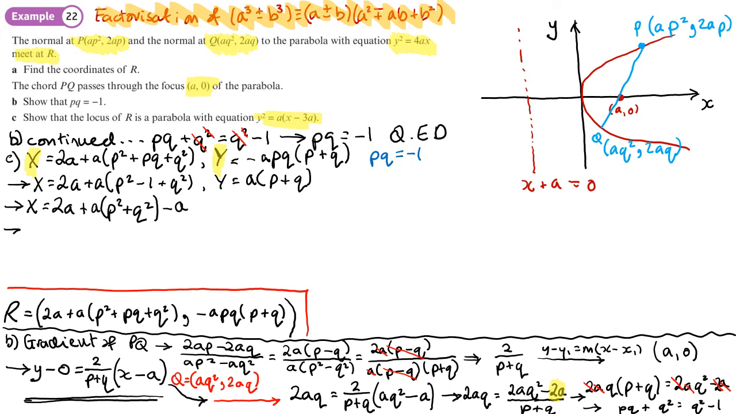So I've got my x coordinate as equal to, so 2a minus a is going to be a. So let's just put x equals a plus a times by p squared plus q squared. Now we need to put these two equations together.